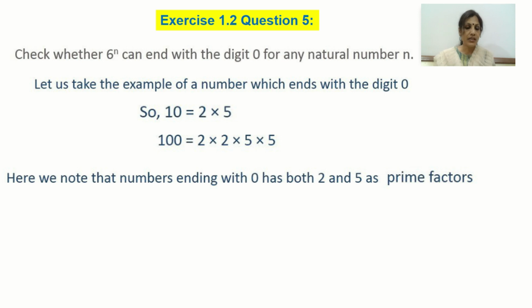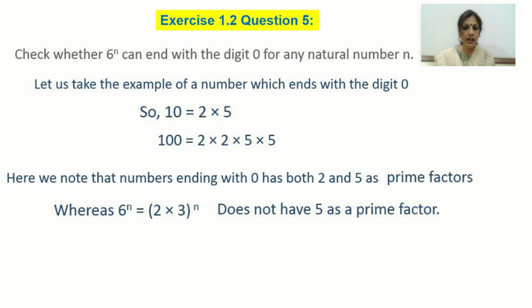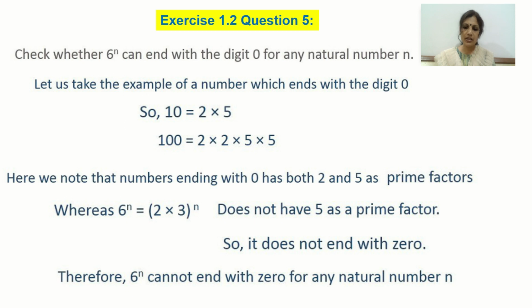But now our number is 6 raised to n, and I can factorize 6 as 2 into 3, all to the power n, and n can be any natural number. If you factorize 6 raised to n, we observe that it doesn't have 5 as a prime factor, and therefore we can conclude that this number doesn't end with 0. So we can say that 6 raised to n cannot end with 0 for any natural number n, because for a number to end with 0, it should have 2 and 5 as prime factors. Alright, let's move to the next sum.